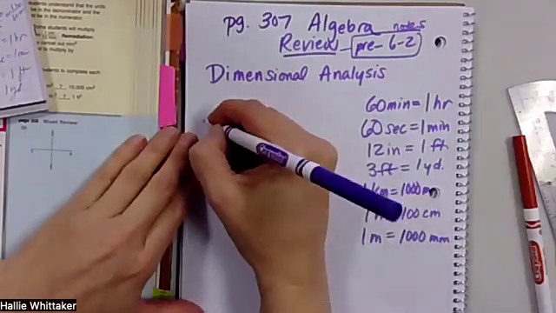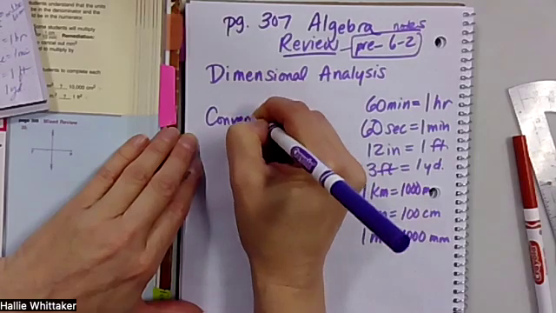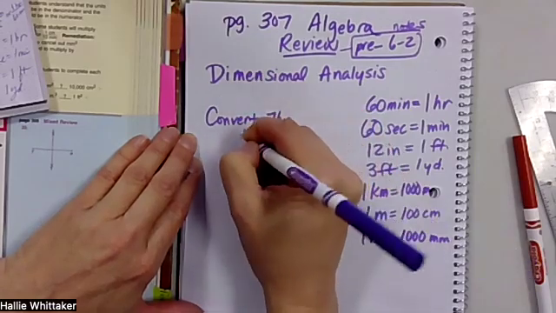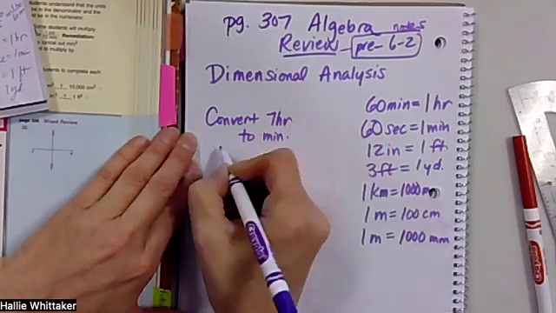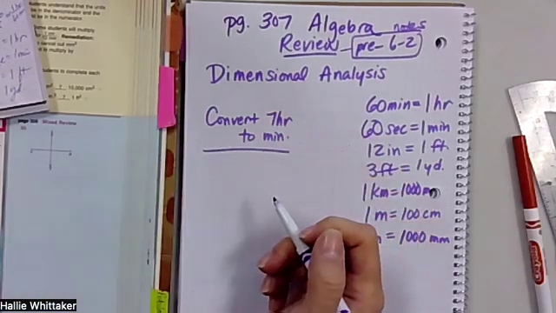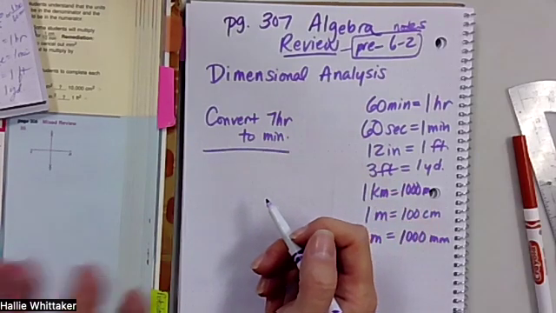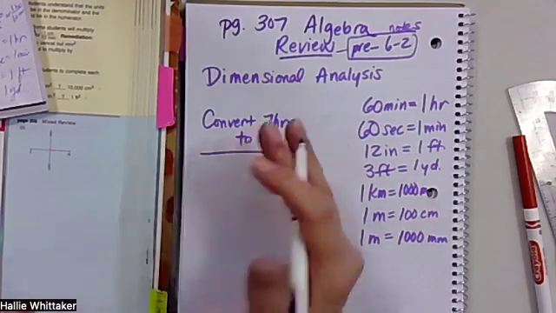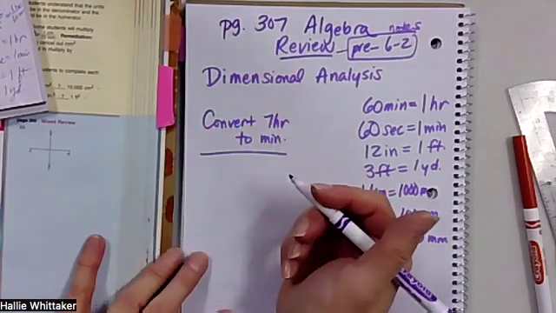Okay, we're gonna start super simple. Convert 7 hours to minutes. Now I will say, if you did Saxon Algebra 1, you're probably really strong on this. But if you didn't, I'm gonna try to get you a little bit more firm and confident.